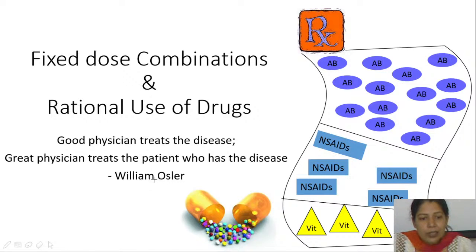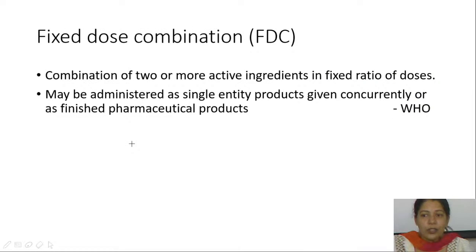Like William Osler said, a good physician treats the disease, a great physician treats the patient who has the disease. So you're not treating a condition, you're treating a person, and that's the rationale behind rational use of drugs. So I'll begin with fixed dose combination. It is defined as a combination of 2 or more active ingredients in fixed ratios of doses.